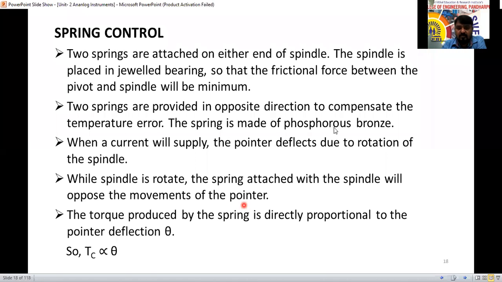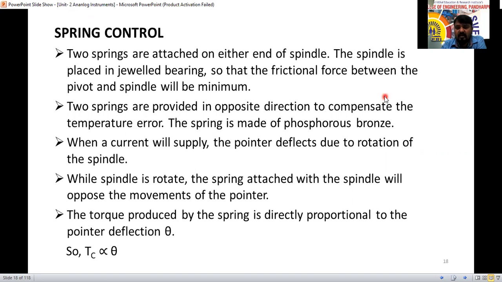Now, once the spindle starts to rotate, the spring will start to shrink and its size will be reduced. One spring shrinks, and the other spring is going to expand. Both are connected in opposite directions. Now, one spring's size will be reduced and the other will expand.